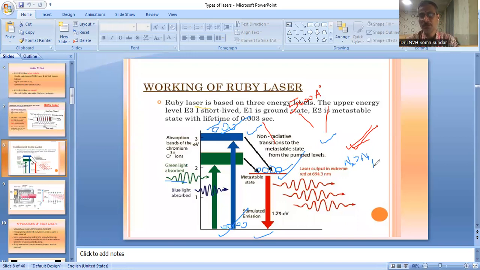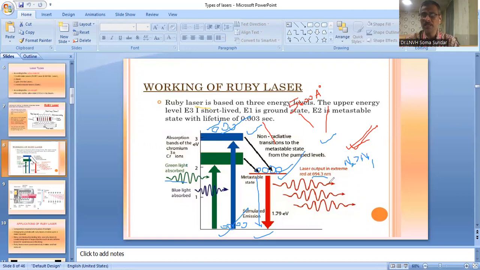After achieving the population inversion, because of the stimulated emission, what will happen? The atoms in the metastable state make a downward transition to the ground state by emitting a pulse of light of wavelength 6943 angstroms. So what is the wavelength of the pulse of light emitted by the ruby laser? It is 6943 angstroms, but to be fact, that is not a laser output.